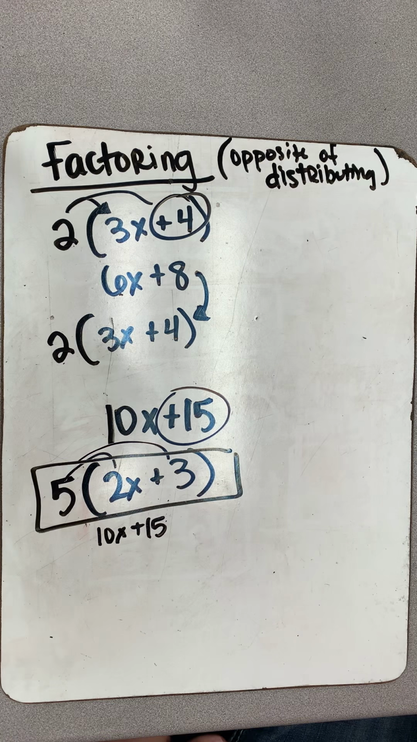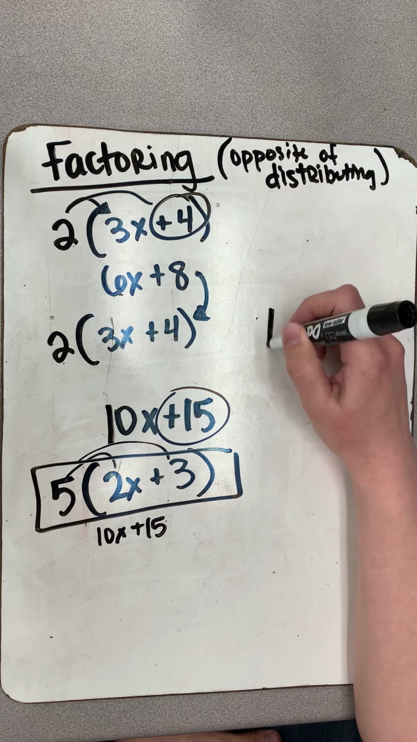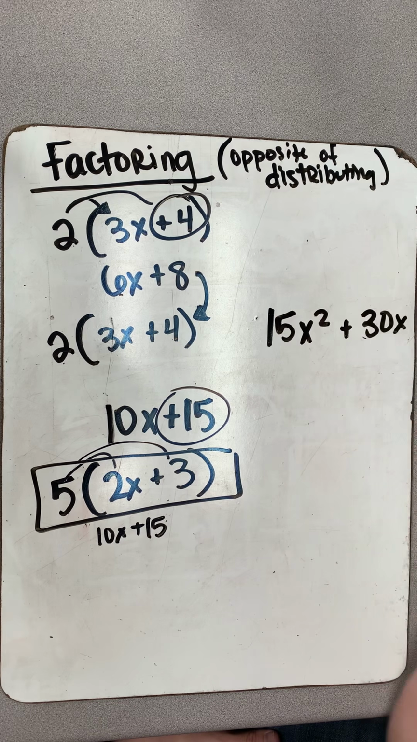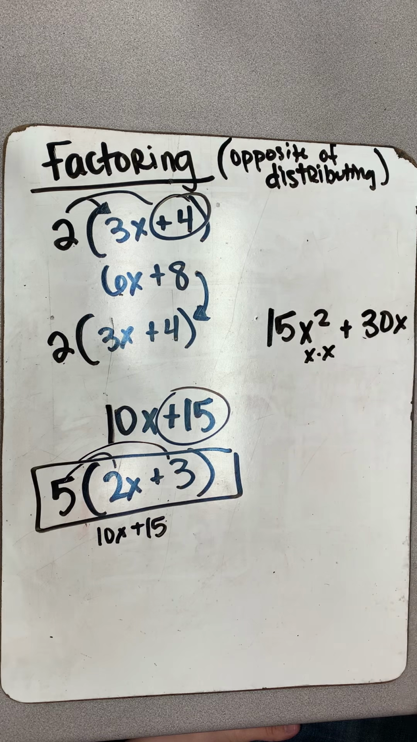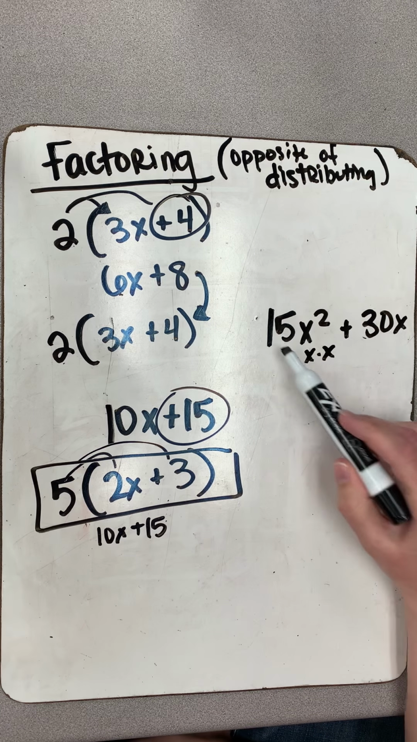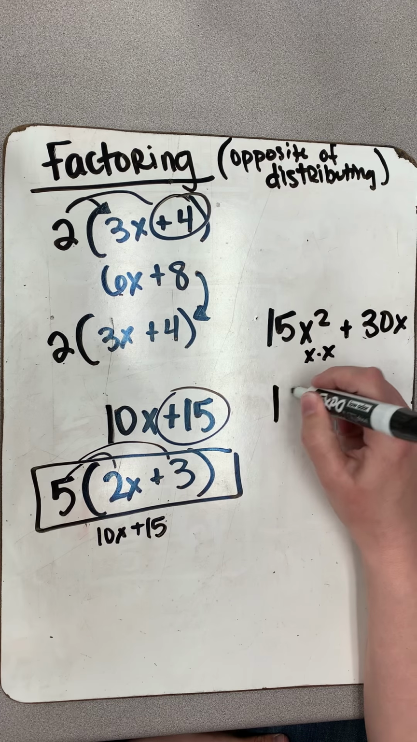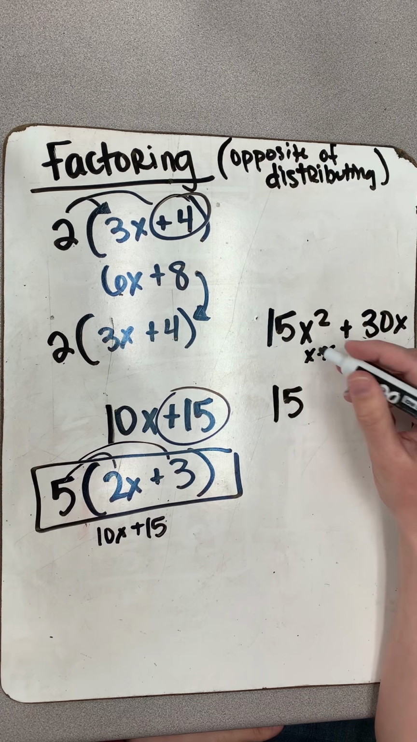I also want to show you one where we factor out a variable because I think they're kind of fun. So let's do it right here. Let's say 15x squared plus 30x. Now, realize what this is saying is it's actually x times x, right? So what we have in common is 15 goes into both 15 and 30. So I know 15 is the number that I'm pulling out of there. It's my greatest common factor.